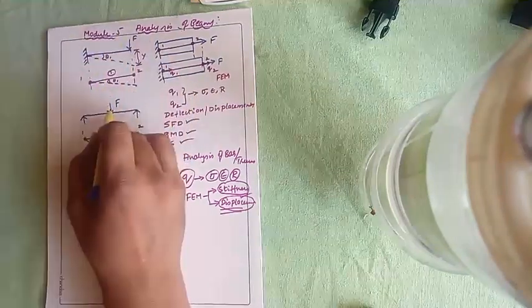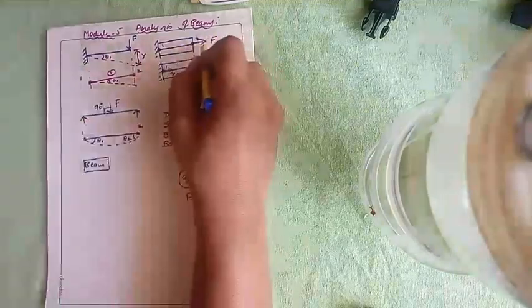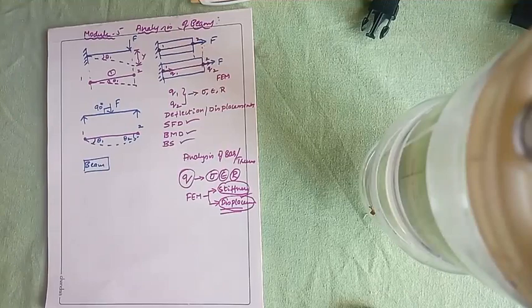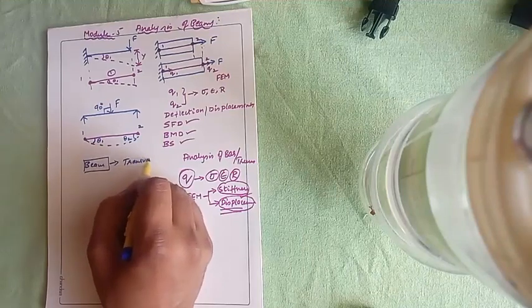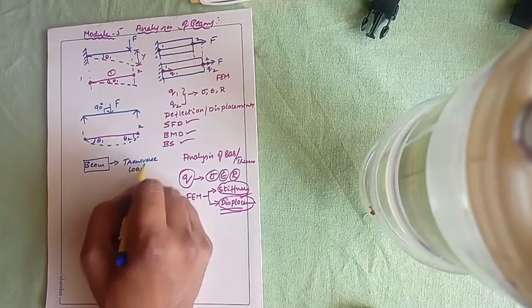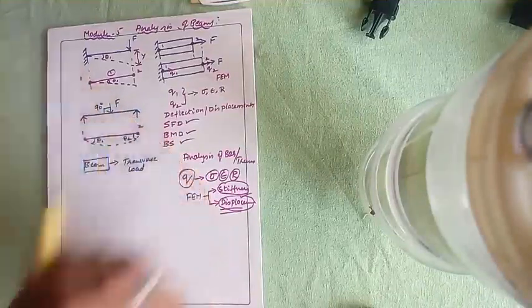If you look at this, the loads are acting at an angle of 90 degrees. If you look at the bars, the load is going to act along the axis of the bar. That is a major difference. A beam is a structural member which is going to carry transverse load, and transverse load means 90 degrees.